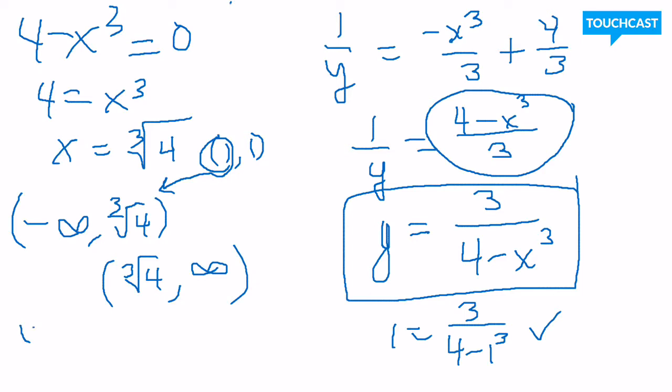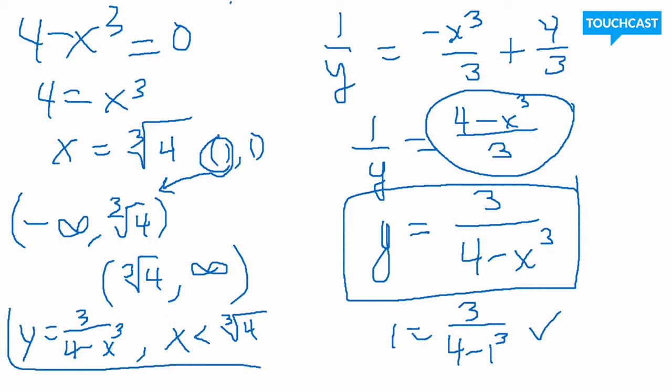So this is what I would write. I would say y equals 3 over 4 minus x cubed. And I would specify x is less than the cube root of 4. Or I could say something like negative infinity is less than x, which is less than the cube root of 4. That's my final answer.